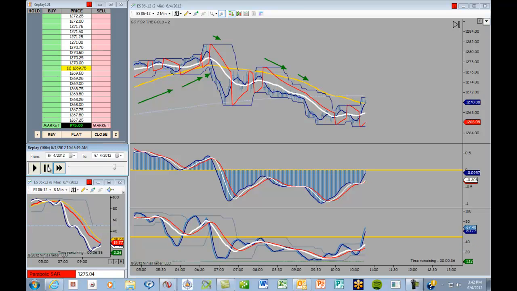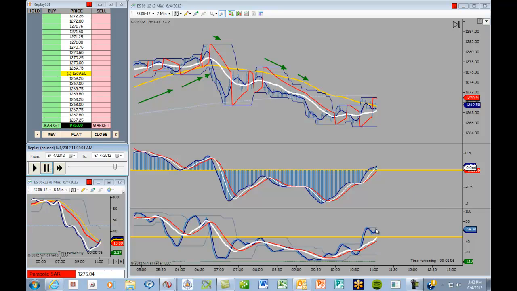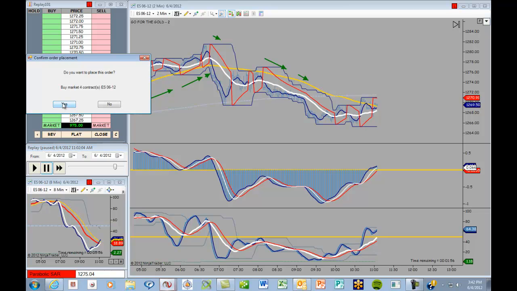Okay, we're starting a transitional move here. And we now have the stochastics heading in the upper direction. The MACD is above 0 in a red, white, and blue alignment. And as soon as the blue breaks above the gold here, we will be transitioning to the upper reaches of the scale here. So let's get long.